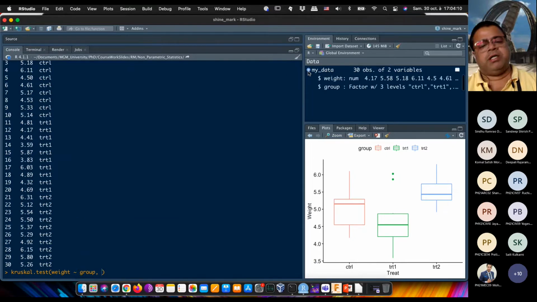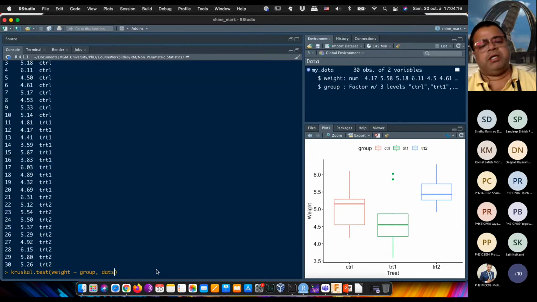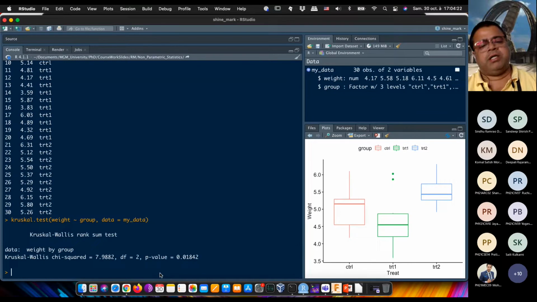Is it groups, right? Group. Okay, group. If it is group, and then the data equals my data. So you have to mention where the fields are from. So my data, I just did that. If I do that, it has given me that my p-value is 0.01, which means it is less than 0.05. If it is less than 0.05, it means they are different.